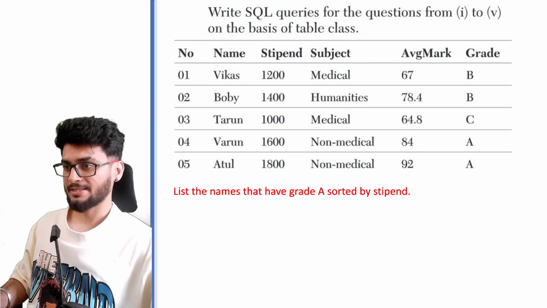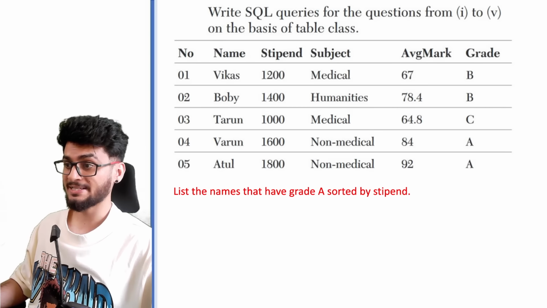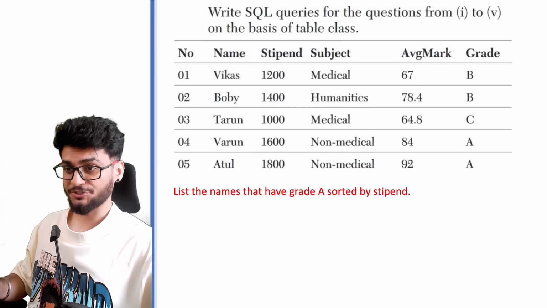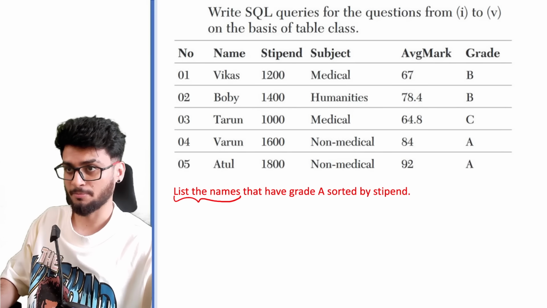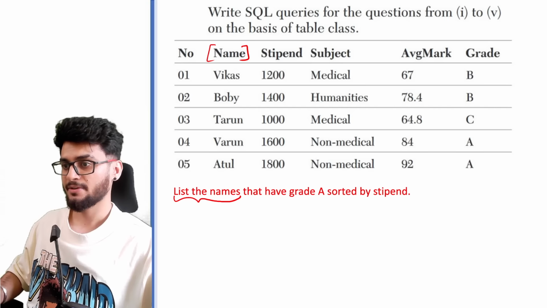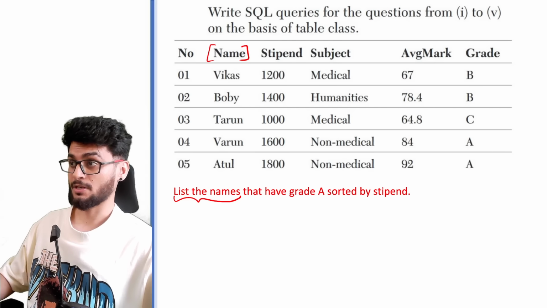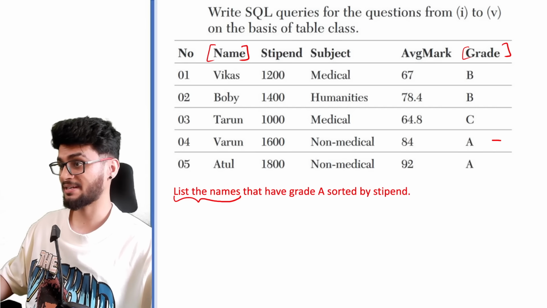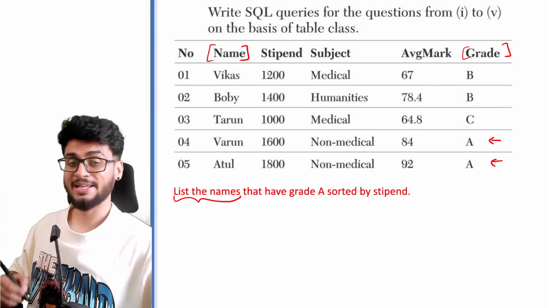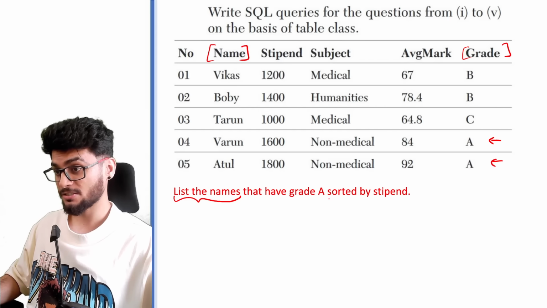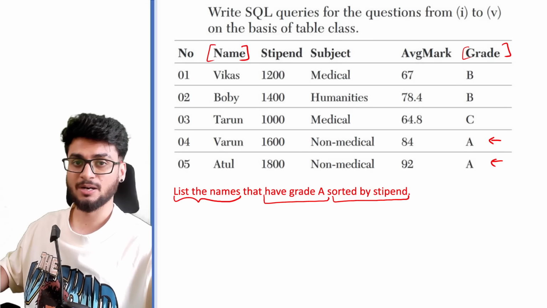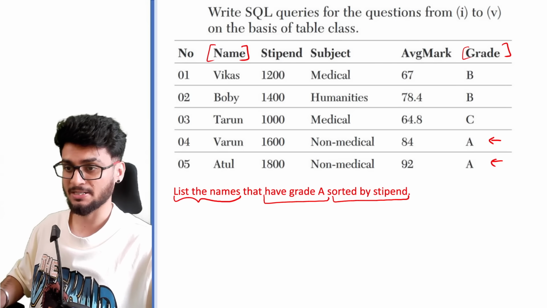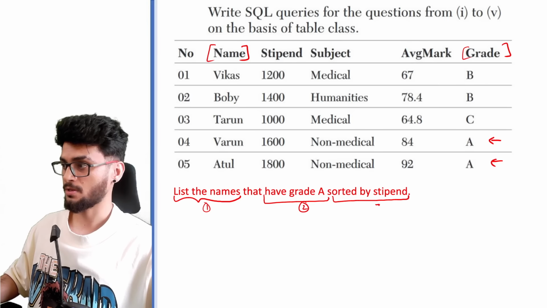List the names that have grade A sorted by stipend. Now this question has 3 parts. First of all, हमें name list करने हैं सारे. Basically ये जो column है ये print करना है. That have grade A. Now grade column में देखेंगे हम लोग जहाँ पर grade A है वो वाले records print करने हैं. And this should be sorted by stipend. मतलब जितने आपके पैसे मिल रहे हैं उसके अकॉर्डिंग आपको सॉर्ट करना पड़ेगा. So there are 3 parts, 1, 2 and 3.